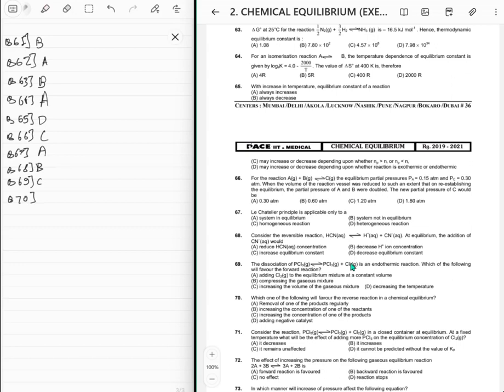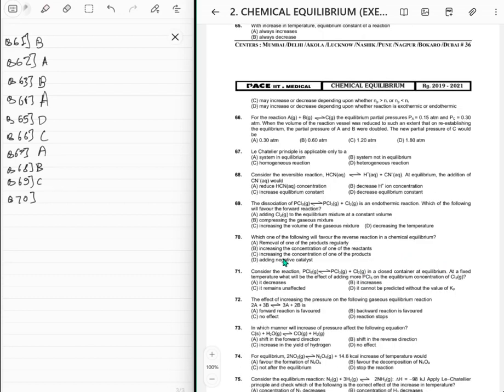Question number 70. Which one of the following will favor the reverse reaction in a chemical equilibrium? Removal of one of the products regularly? Regularly? What does that mean? Oh, you want the reverse reaction, right? So no, don't remove the product. That will go for the forward reaction. That's not good. B is just not correct. C is correct.